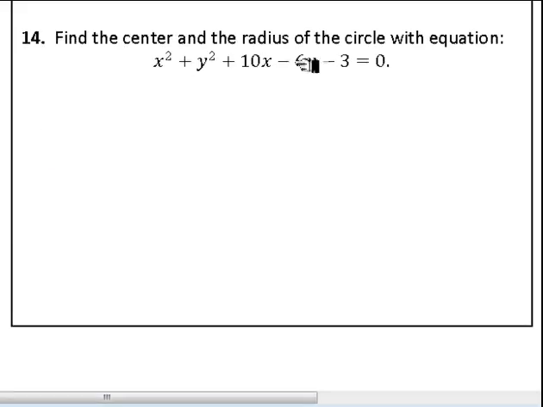Number 14, we want to find the center and the radius of the circle given over here. Now, this is not in standard form, but we're going to put it in standard form by completing the square in the x's and in the y's.